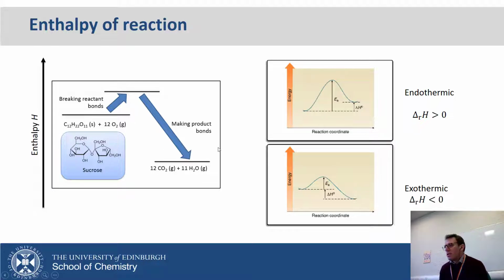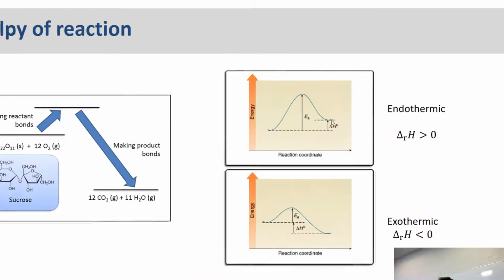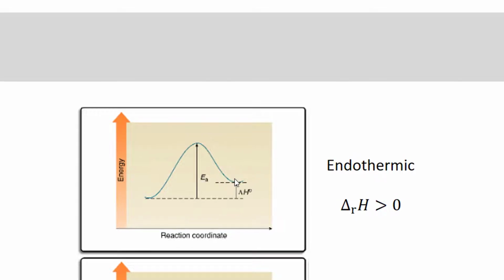And as I'm sure you all know, if our change is positive, that means the products minus the reactants is a positive value. So our products are higher in energy than our reactants, and therefore this is an endothermic reaction. We have to give an amount of enthalpy to this reaction, indicated by this gap here. So we have to supply the system with this amount of enthalpy, so therefore it's an endothermic reaction.